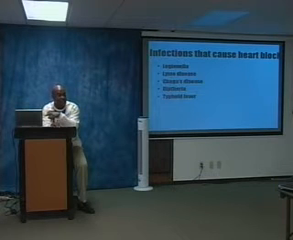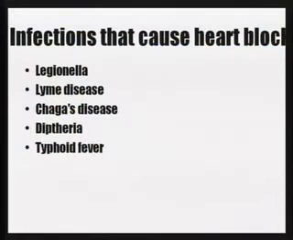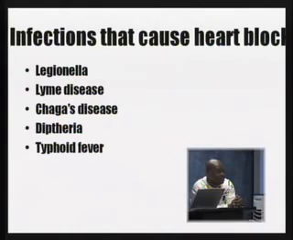The 5 infections that cause such a heart block that we need to know ought to lead. Read that list for me. Legionella. Lyme disease. Chagas. Diphtheria. And typhoid fever. So those 5 infections, folks, that's how they clue you in. They give you a child who's got a high fever, but when you figure out the fever and heart rate, his heart rate is too slow. Classic. He's got one of these 5 infections.